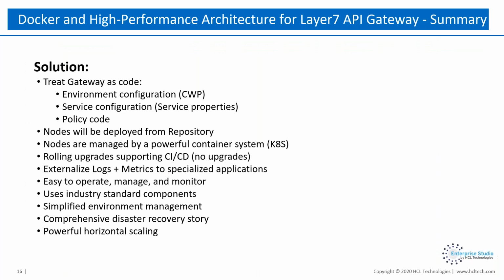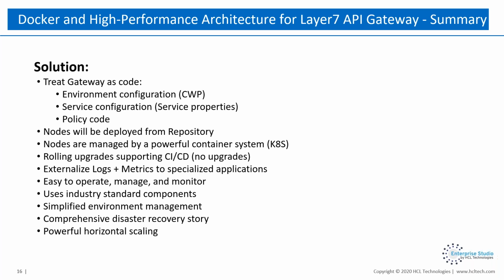So the solution is Layer7 Gateway as code, and it has three components: the environment configuration, meaning the cluster-wide properties; the service configuration, like the service properties, which not many clients are using; and the policy code. Nodes will be deployed from a repository and managed by a powerful container system, for example Kubernetes or OpenShift or any other container system that you might choose.